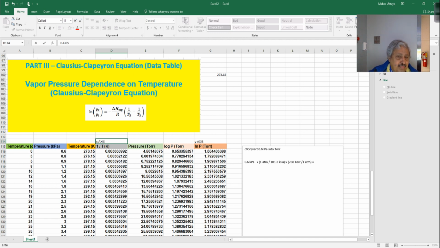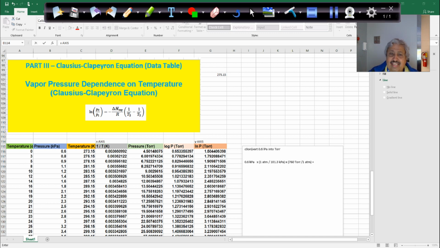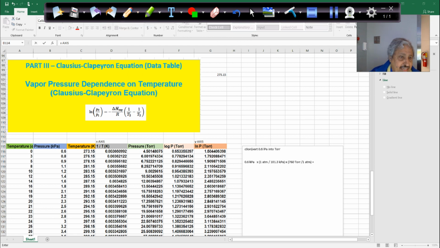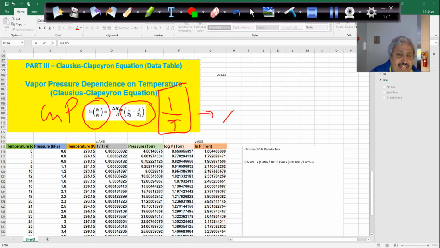Okay, guys, look at the formula. If I'm looking at the formula, I'm really interested in those axes here. The Clausius-Clapeyron equation is a relationship between ln of p versus 1/T. So this is my x-axis, and this is my y-axis. Now, the slope here will be related to delta H of vaporization.